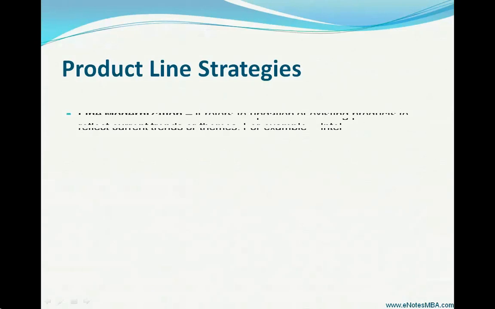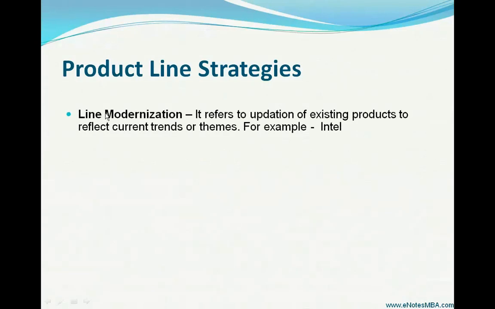The second product line strategy is line modernization. Product line modernization refers to updation of existing products to reflect current trends or themes. It includes change in product's look, style, or technology. For example, Intel continuously changes PC chips.